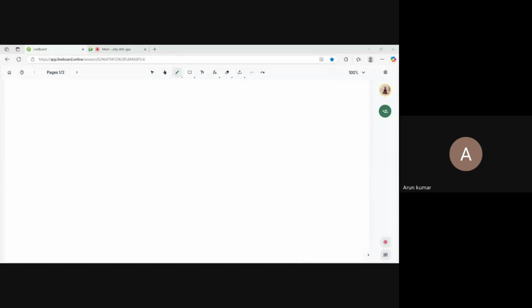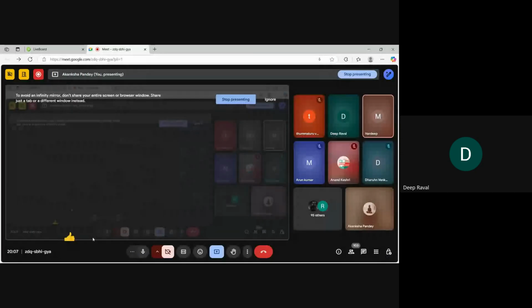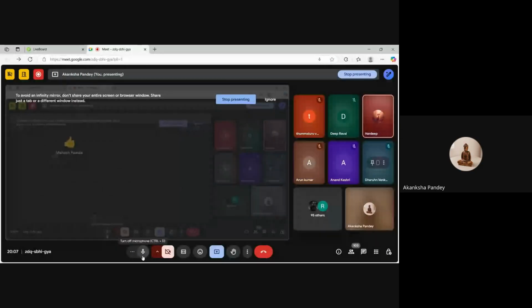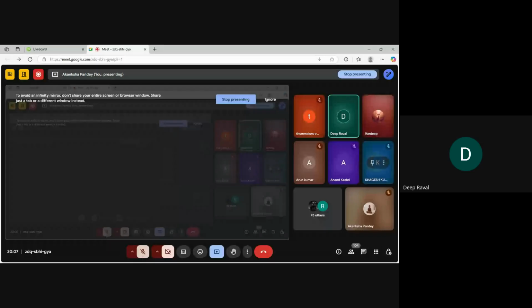Ma'am, front end means the user can see the process of what is going on the screen, but the back end is that the user cannot see how the flow is going on.